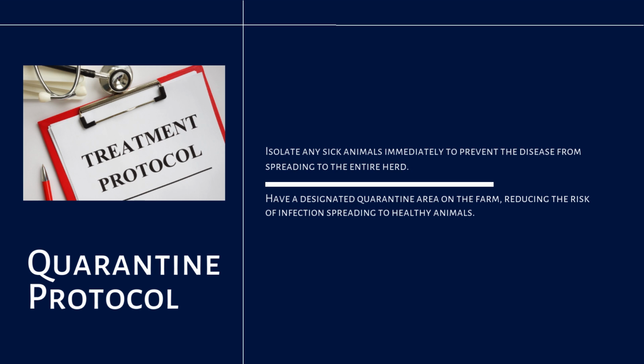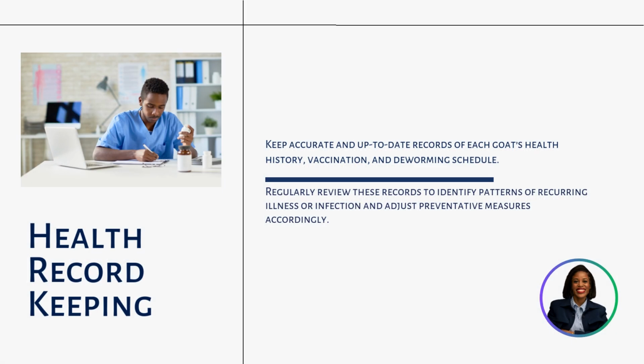Quarantine protocol. You want to isolate any sick animals immediately to prevent the disease from spreading to the entire herd. Have a designated quarantine area on the farm to reduce the risk of infection spreading to healthy animals. When we look at health record keeping, accurate and up-to-date records of each goat's health history, vaccination, and deworming schedule is important. Regularly review these records to identify patterns of recurring illnesses or infections and adjust these preventative measures accordingly.